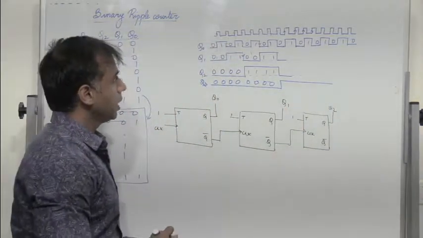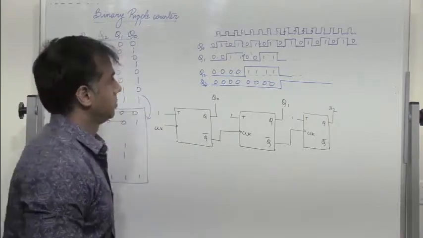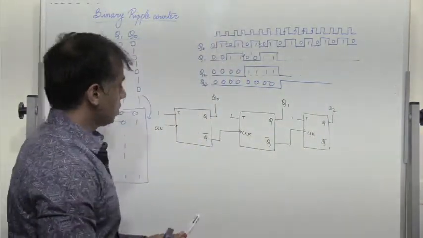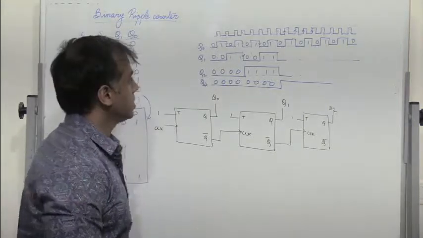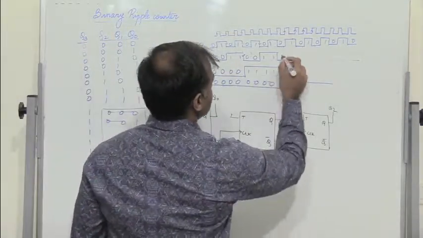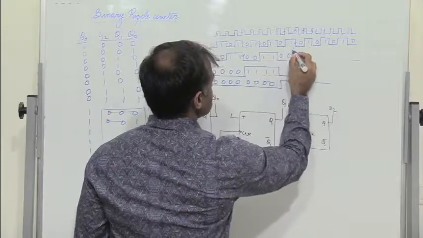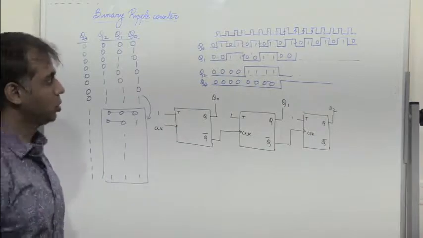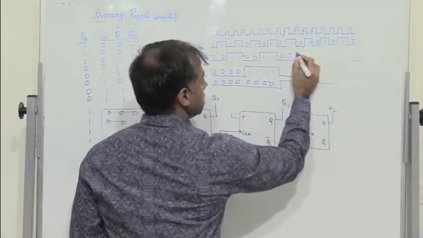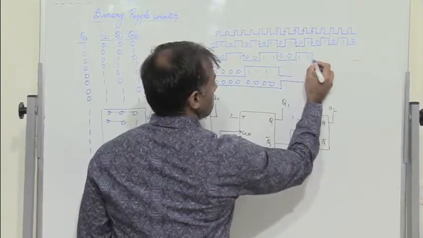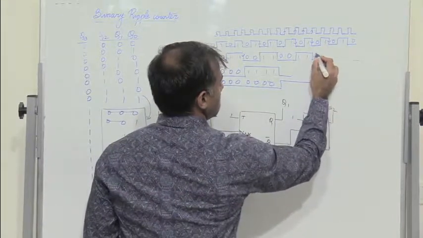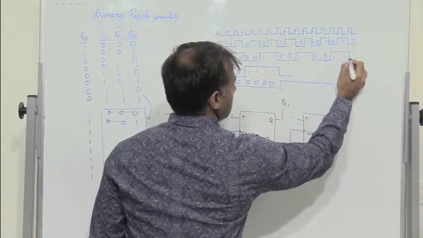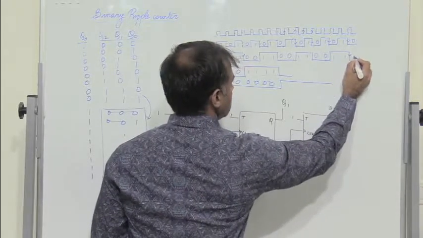So next, what about Q1? At the falling edge of Q0, Q1 changes its state, isn't it? So here, I have 0, 0. At the falling edge of Q0, Q1 changes from 0 to 1. Again, at the falling edge, it changes from 1 to 0. Again, at the falling edge, it changes from 0 to 1. And then again, 1 to 0.